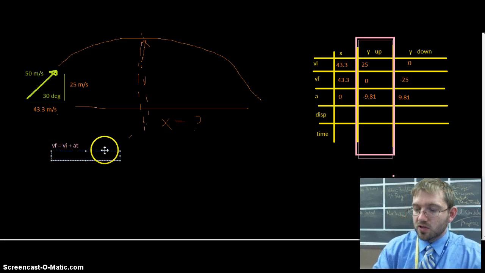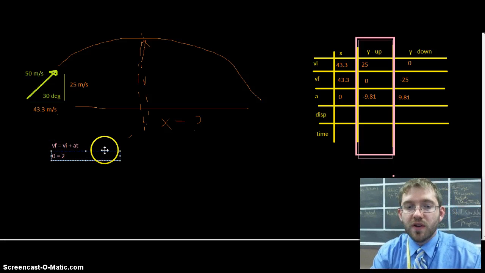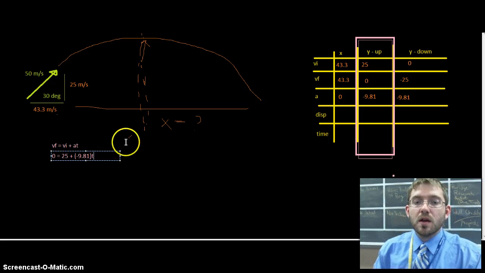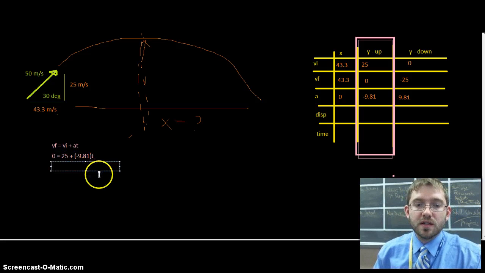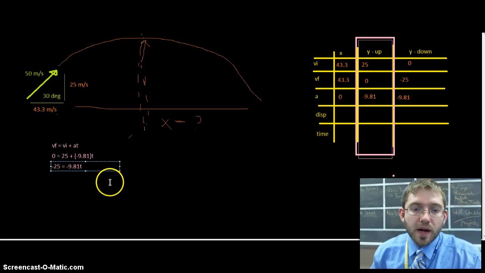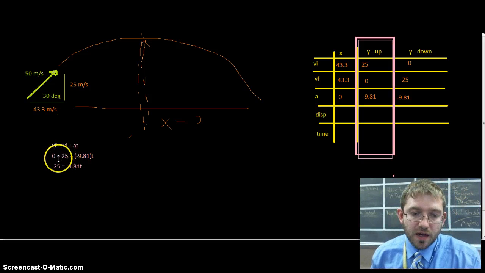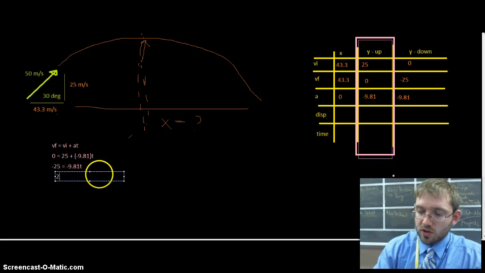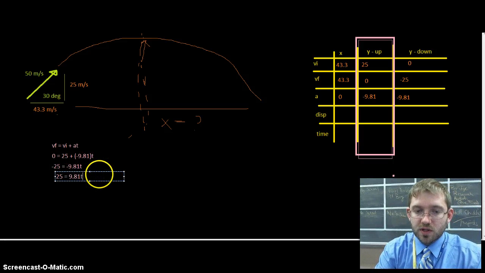If I plug in these numbers, I have 0 equals 25 plus negative 9.81 times time. We do the algebra on this next. We could have negative 25 equals negative 9.81 t. What I did is I subtracted 25 off of both sides, so I have the negatives there. There's a negative on the left and a negative on the right. Negative over a negative is a positive. So this is really 25 equals 9.81 t.